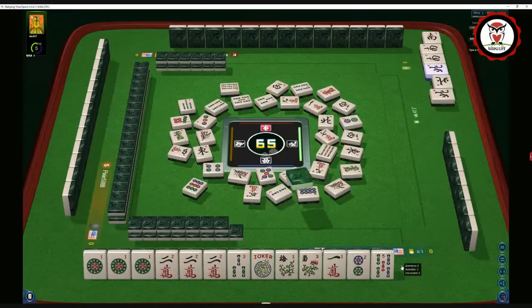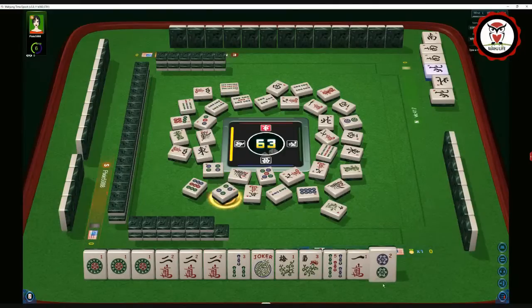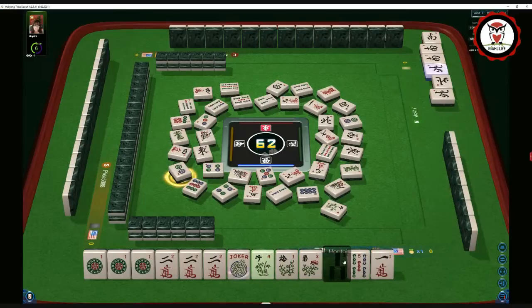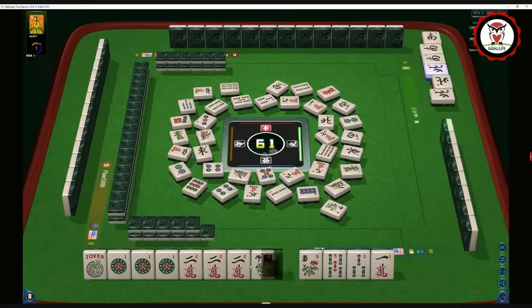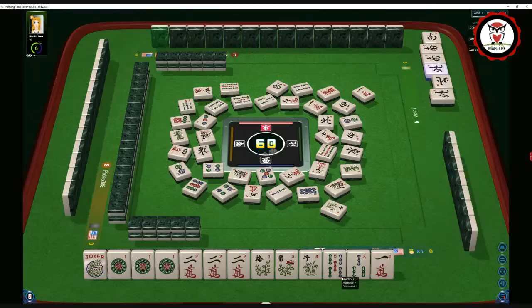Two bamboos. Flower. We're going to pass. If we draw a flower, 4 characters, I'd probably switch to the quint. 4 dots. Flower. We're going to play the quint. 2 dots. We need a joker though. 1 character. We'll pass.